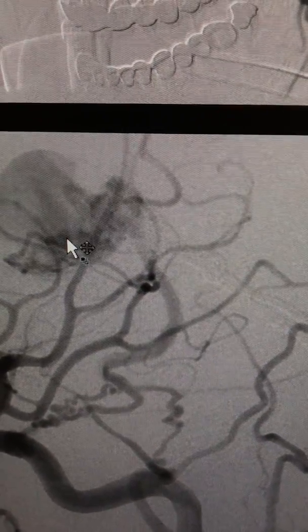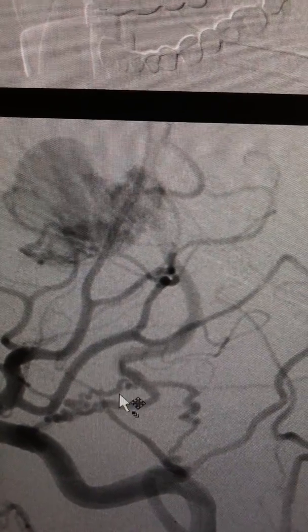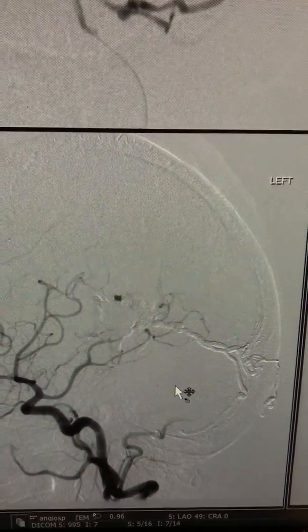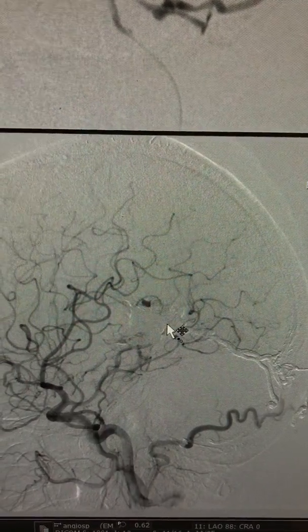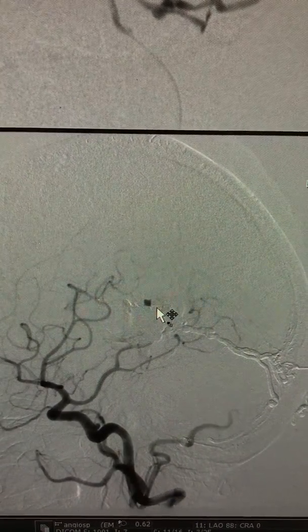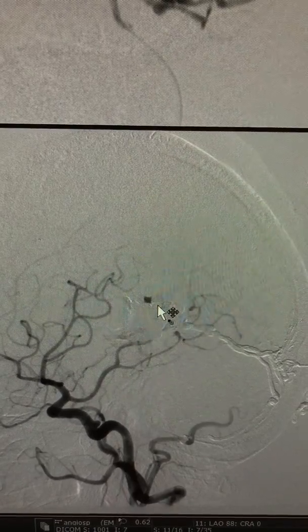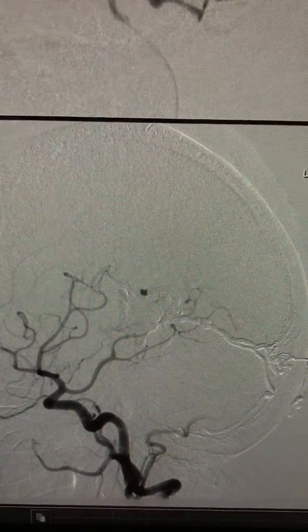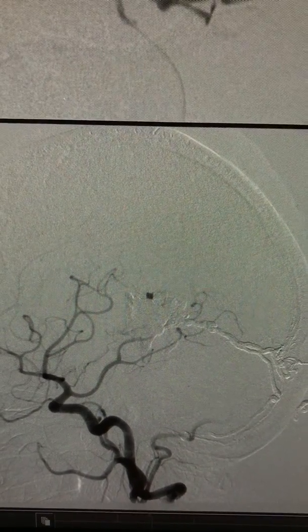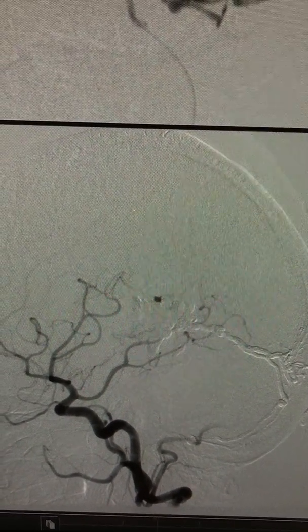There's still some supply from other branches. These are the meningeal branches we were talking about earlier, and at the end we were able to reach a complete occlusion of the vascular malformation. At the end, this is the embolic material moving towards part of the inferior sagittal sinus, which was also draining this vascular malformation. But this is a complete angiographic cure of this AV malformation.